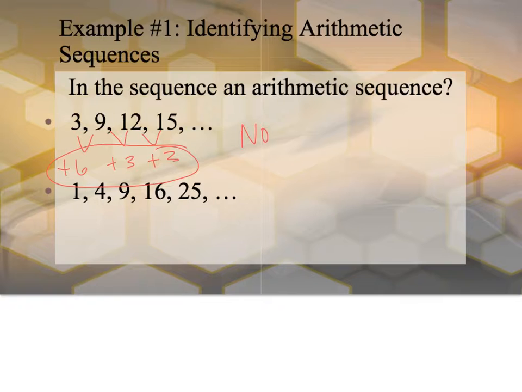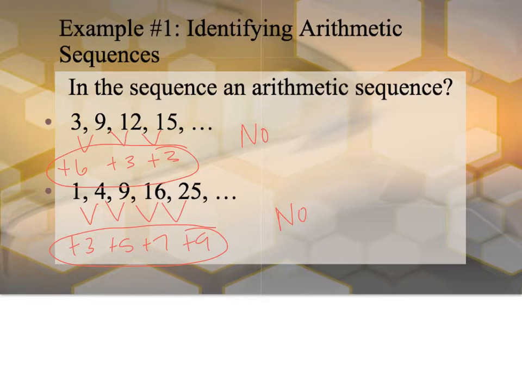On the next set, from 1 to 4, you're adding 3. 4 to 9, you're adding 5. 9 to 16, we're adding 7. And 16 to 25, you're adding 9. So again, because they're not all the same, then no, you do not have an arithmetic sequence. The only way for there to be an arithmetic sequence is if there is a common difference.